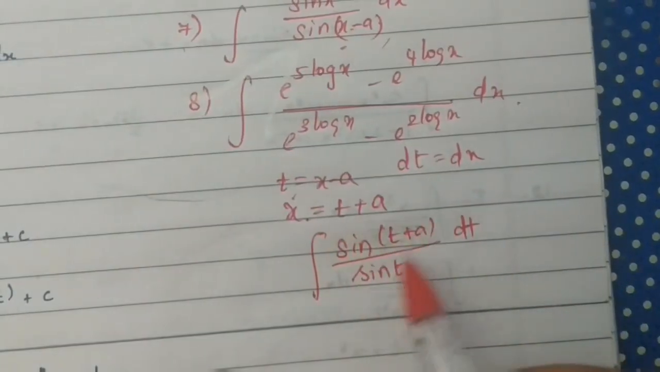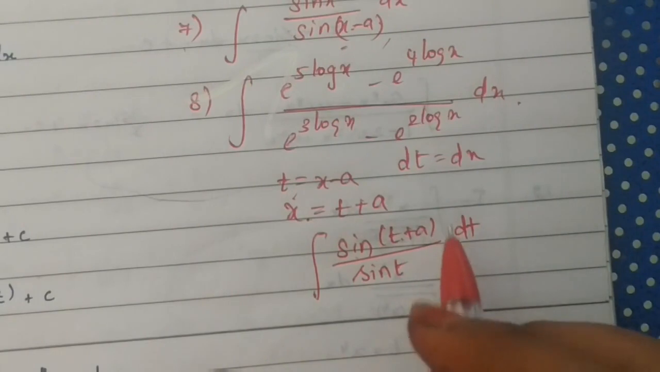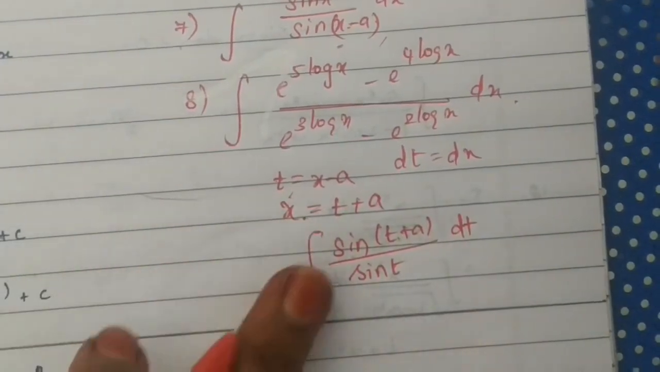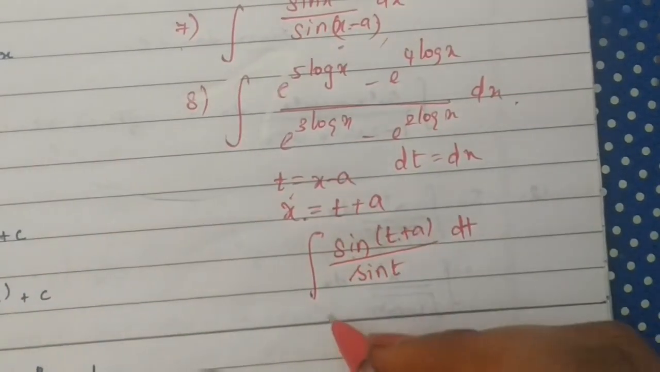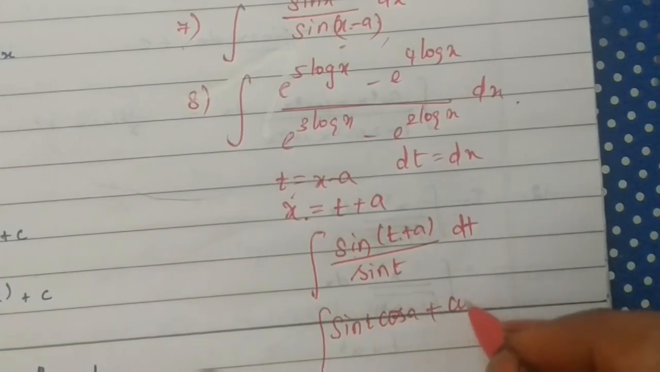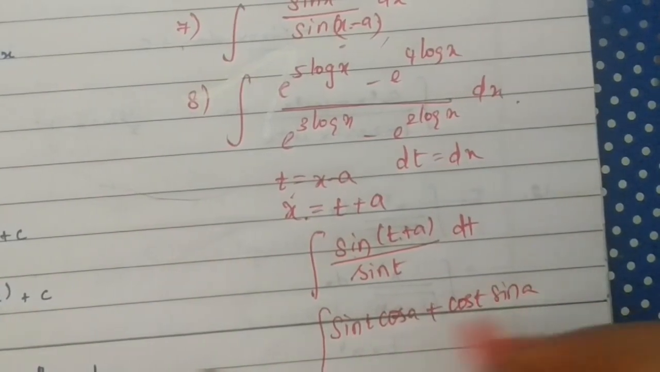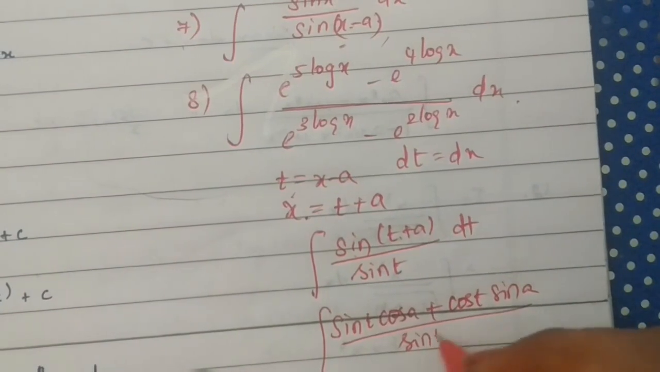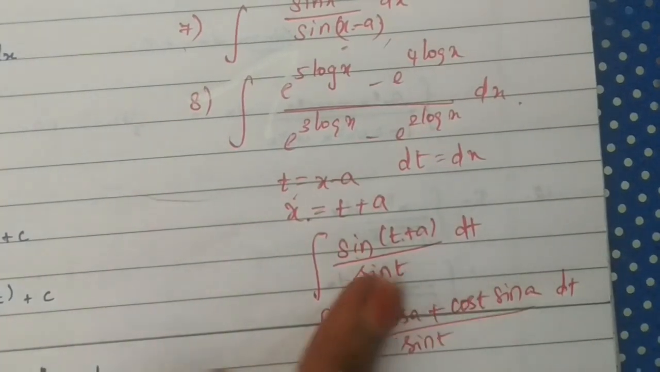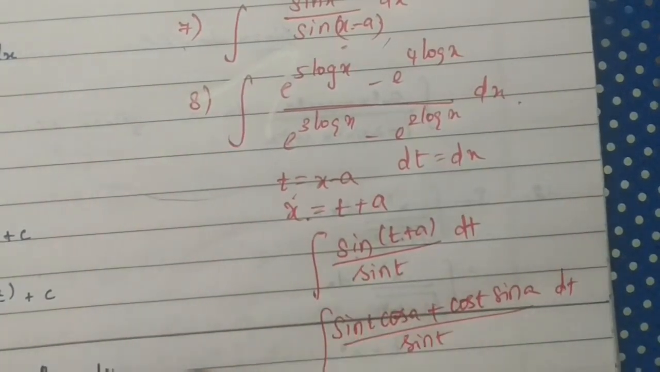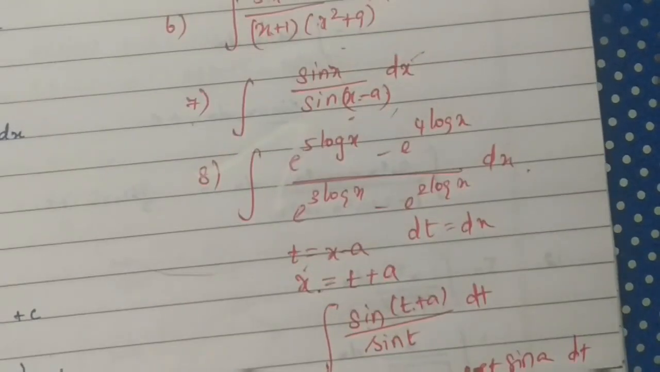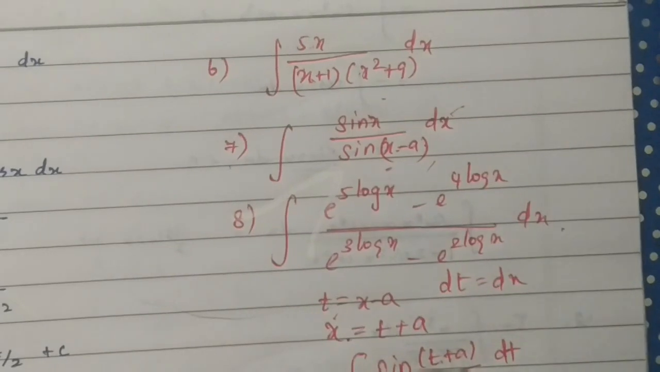Now the numerator is of the form sin of x plus y, that is sin x cos y plus cos x sin y, divided by sin t. So you will get integral over sin t cos a plus cos t sin a, divided by sin t into dt. When you split the integral, cos a and sin a are constants. After separating the integral, for the first integral cos a is a constant, for the second integral sin a is a constant. After that integrate and write. This is one of the example sums. Just go through the example sum there.